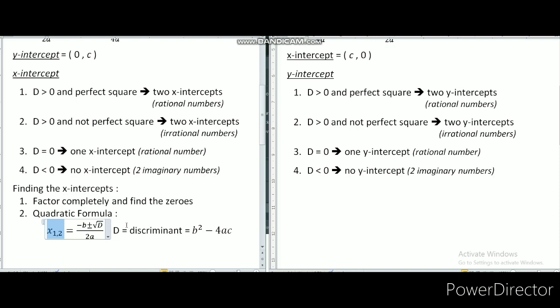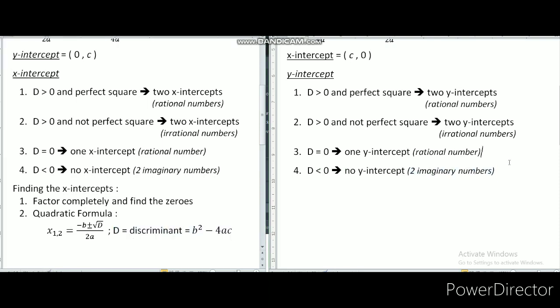By using the quadratic formula, you can have the value of x1 or x2, or just for any x-intercepts, either it is rational numbers, irrational numbers, or even imaginary numbers. The discriminant itself, yes, I've already told you that it is b squared minus 4ac. So how about the right parabola?